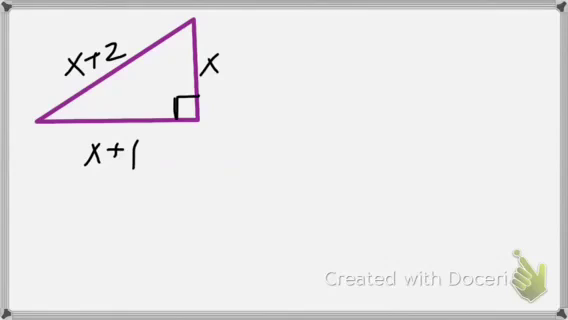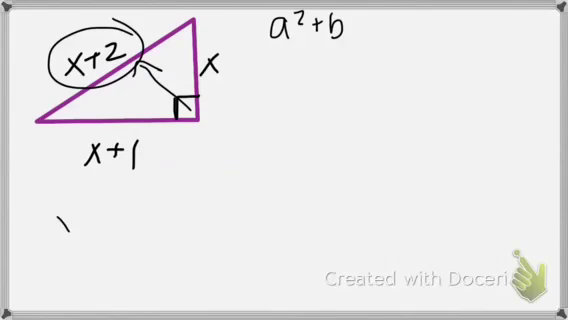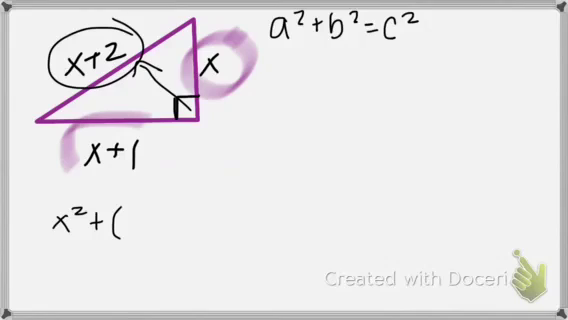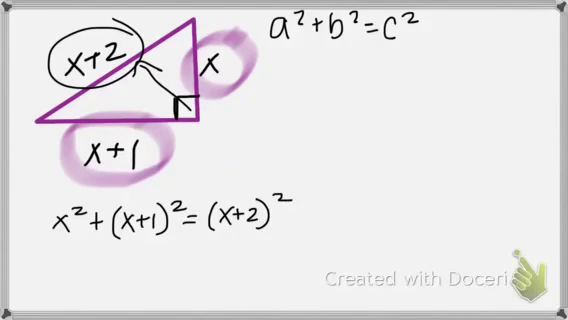Okay, so we have x, x plus 1, and x plus 2. Our hypotenuse is across here, so that's our c squared. So a squared plus b squared equals c squared. So my first term, my a is x, my b is x plus 1, so I'm going to write x plus 1, quantity squared, equals, and it's equal to x plus 2. And again, that's quantity squared.